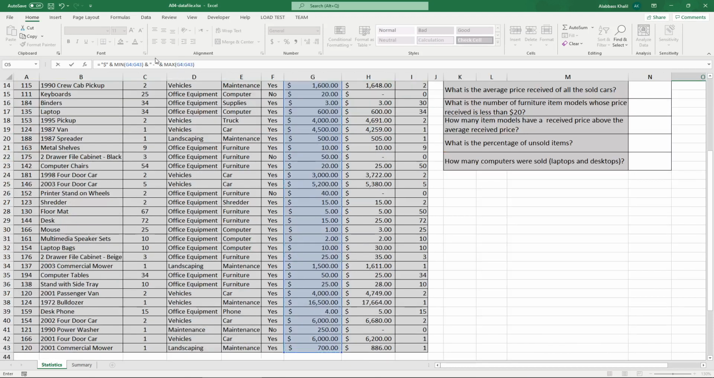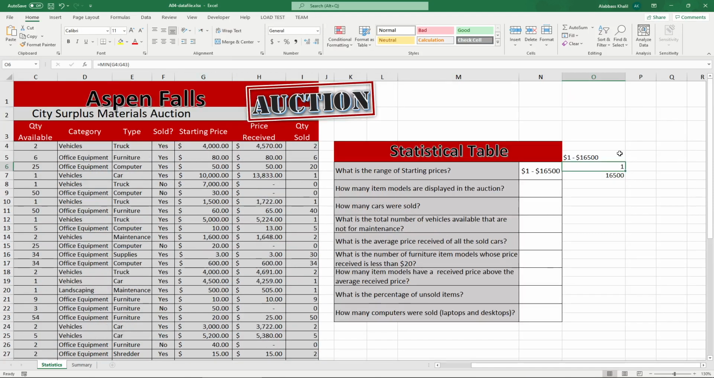Okay, cool. And then I'll just put a dollar sign here, just as before we mentioned. And there you go, same answer as here. But in this one, we wrote them in separate cells, whereas in the other one, right away, we concatenate the functions. Cool. How many item models are displayed in the options? How many items do we have?